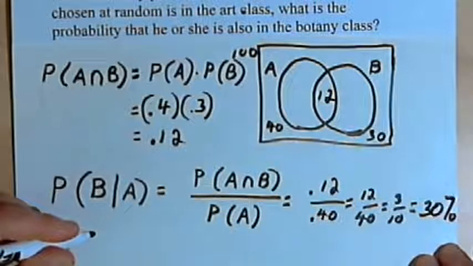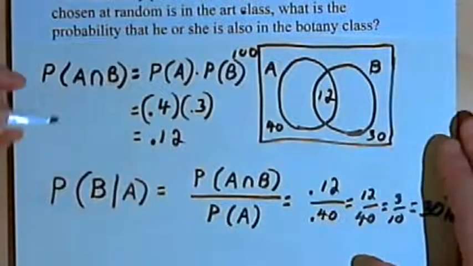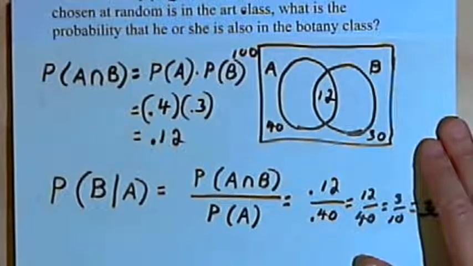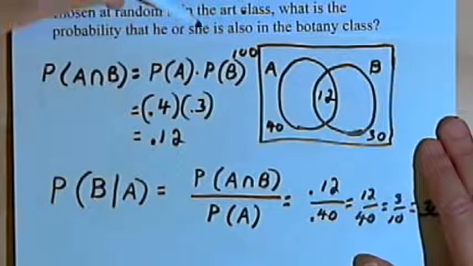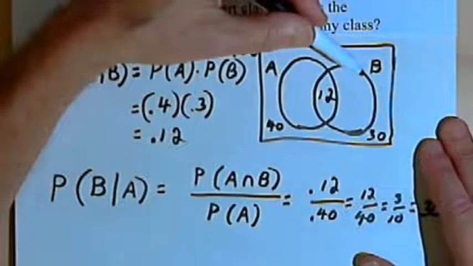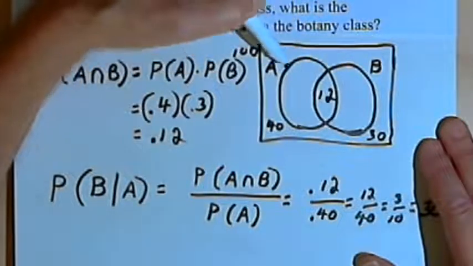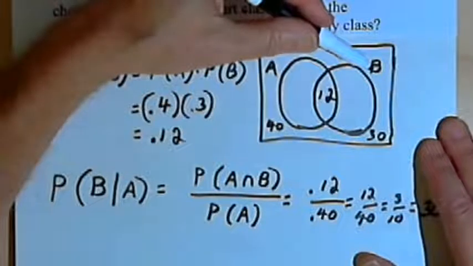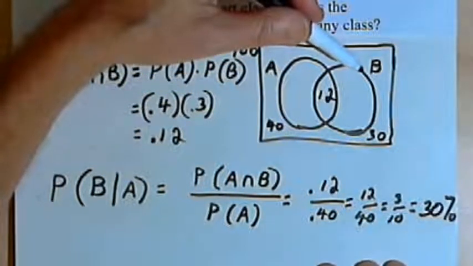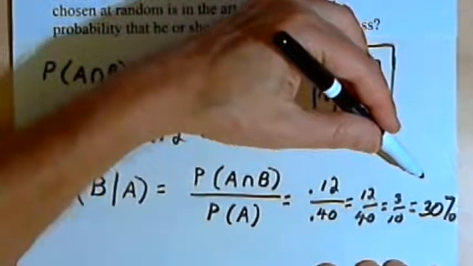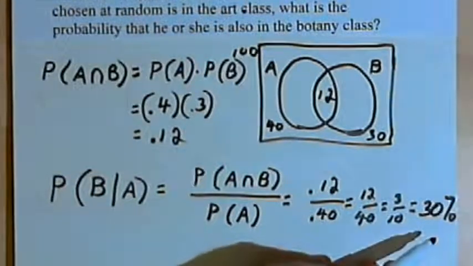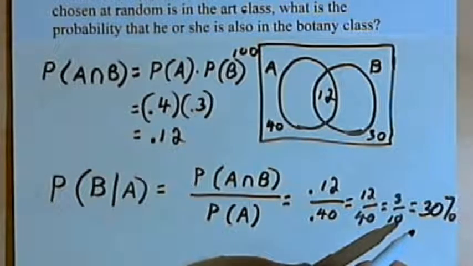Now, this also makes sense and is kind of intuitively obvious. The students who are taking botany were just randomly chosen. So it's not like some subset of the students in the art class decided they were going to be in botany. Any student in this whole group of 100 could be in botany. They were just randomly chosen for that. 30 of the students were put into botany, and that was 30% of the total number of students. So this formula gives us something that, once again, is kind of intuitively obvious.